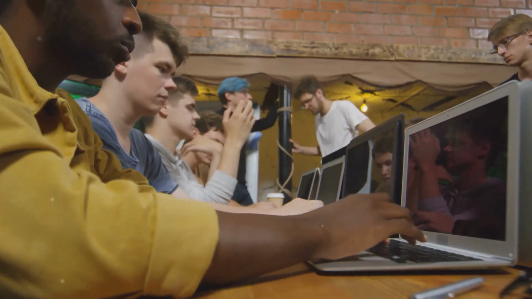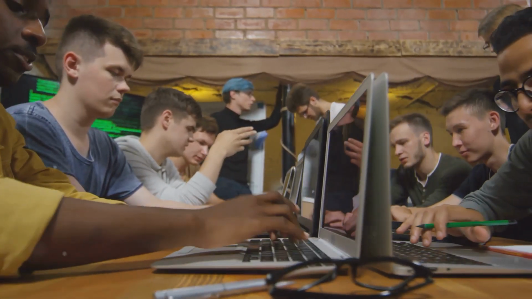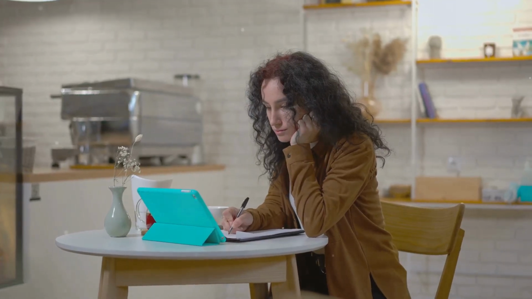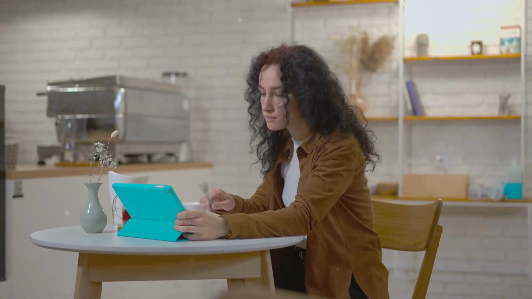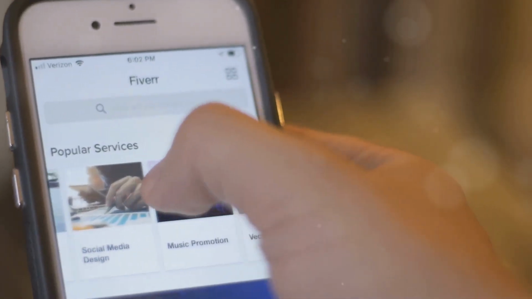Finding remote work is often the biggest hurdle for aspiring digital nomads. Luckily, with the rise of technology and flexible work arrangements, there are more opportunities than ever. There are plenty of platforms where you can find remote jobs, like Upwork, remote.co, and Fiverr, just to name a few. If you're already employed, you could even talk to your employer about transitioning to a remote position.